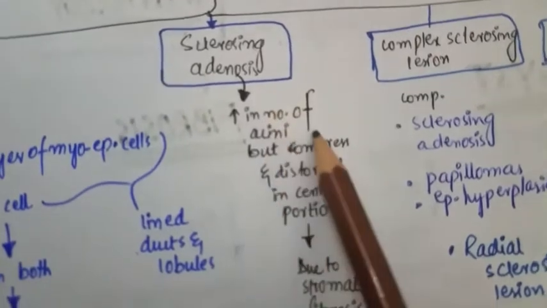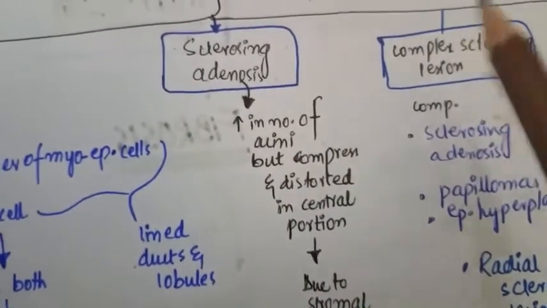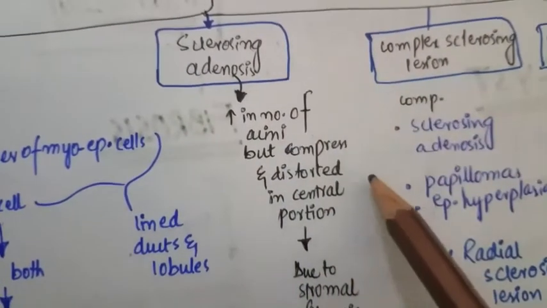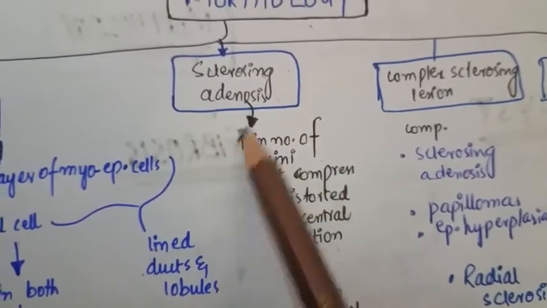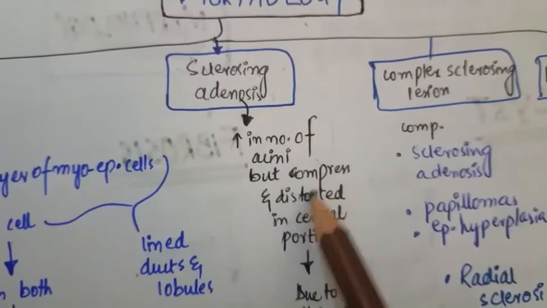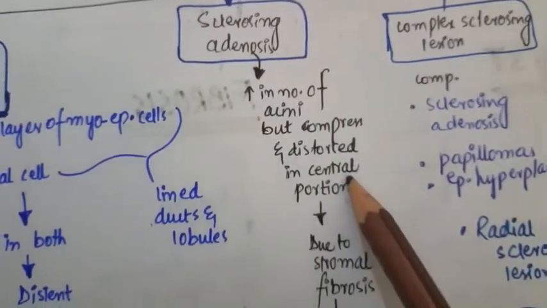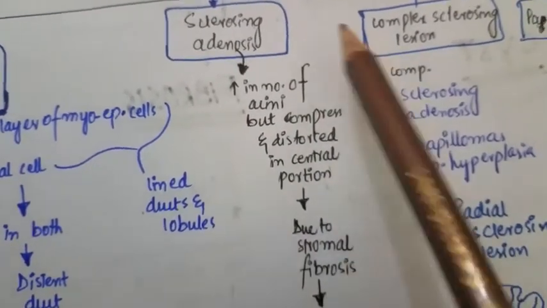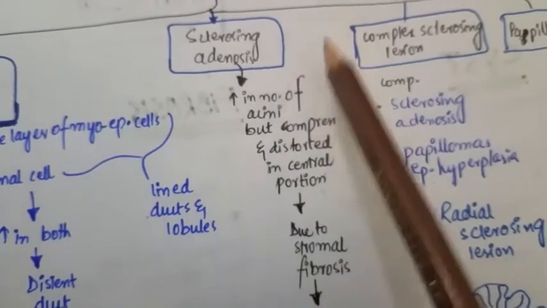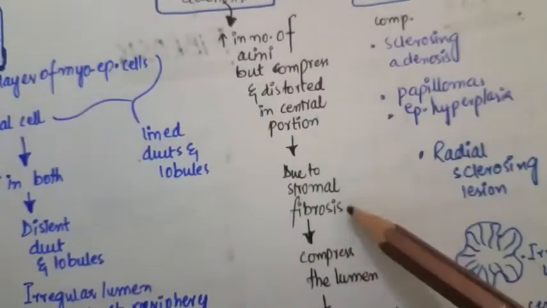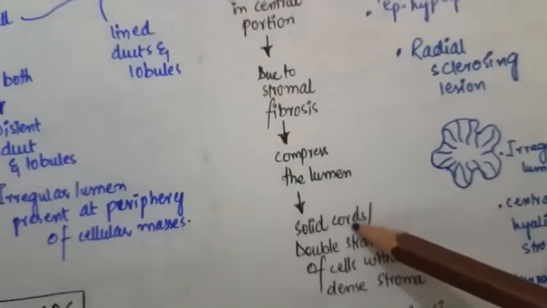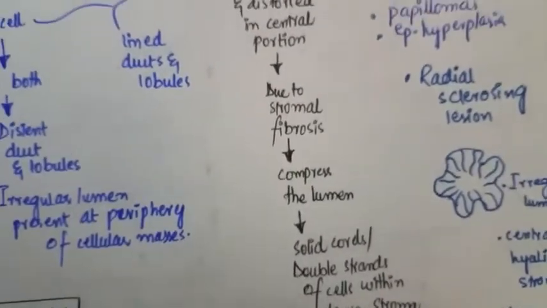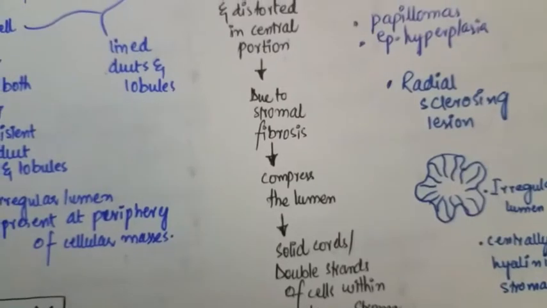Adenosis is an increased number of acini, but in sclerosing adenosis, the acini are compressed and distorted in the central portion. Why are they compressed in the central portion? Due to the sclerosing feature. Sclerosing feature means stromal fibrosis, which compresses the lumens and forms solid cords of cells within the dense stroma.